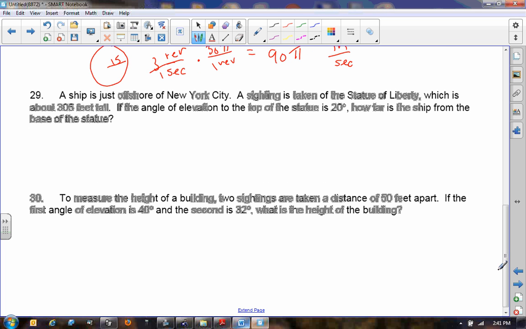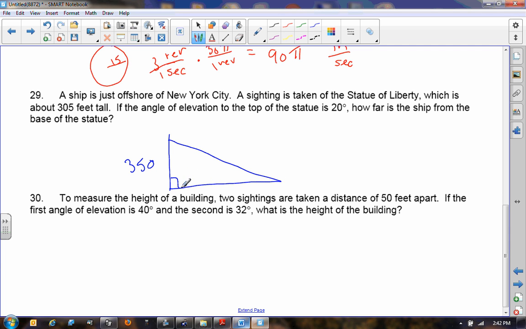A ship is off the shore of New York City. The Statue of Liberty is 350 feet tall. The angle of elevation of the top of the statue. Again, we're going to draw the same old triangle. Elevation and depression is the same angle. It's down here. That's elevation. It's also depression. So even if it said depression, it'd be down here. How far is the ship from the base of the statue? I don't know. We'll put an X there.